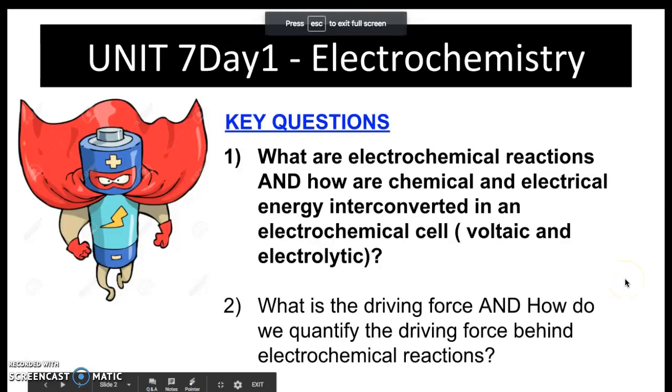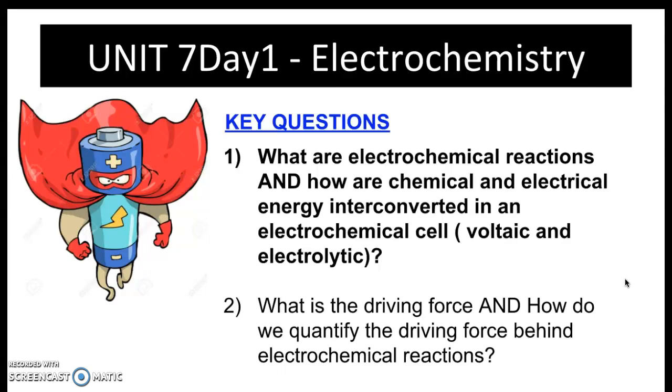In this unit, we're going to address two key questions. The first one, what are electrochemical reactions, and how are chemical and electrical energy interconverted during these processes? These reactions take place in what are called electrochemical cells, and there are two types, voltaic and electrolytic, and you'll learn about those later. The second key question is, what is the driving force, and how do we quantify the driving force behind electrochemical reactions? For this very first video, we're going to focus on the first key question.